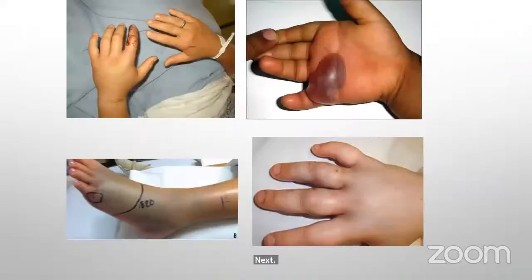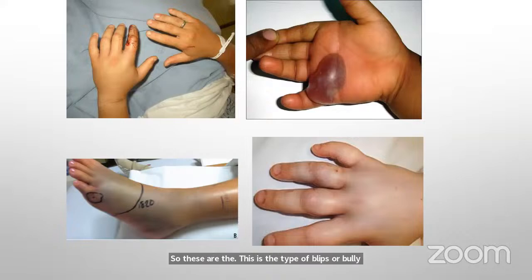This is the type of blebs or bullae that we get in many patients, and these are ecchymotic patches and edema. Remember, usually blebs and more local signs are seen with the cobra bite, while fewer are seen with non-poisonous snakes and the krait.